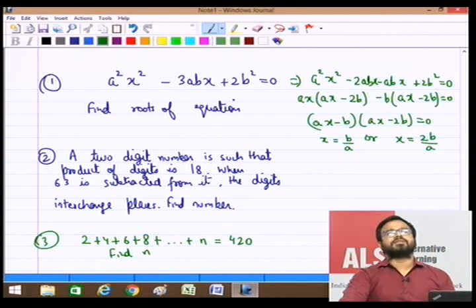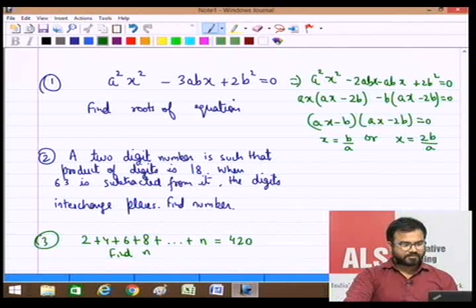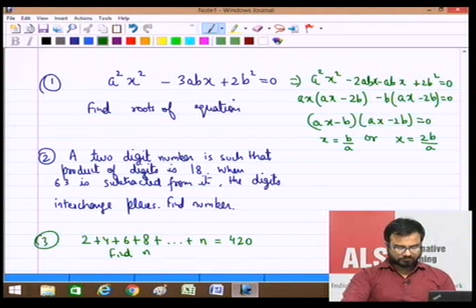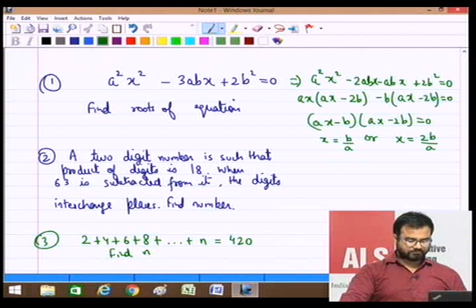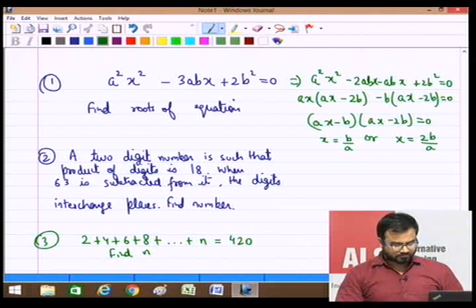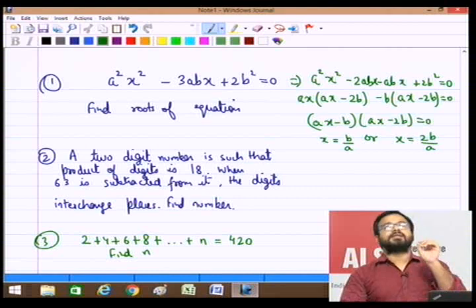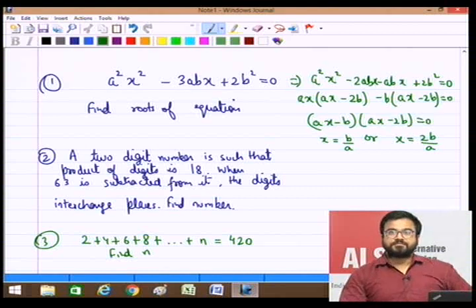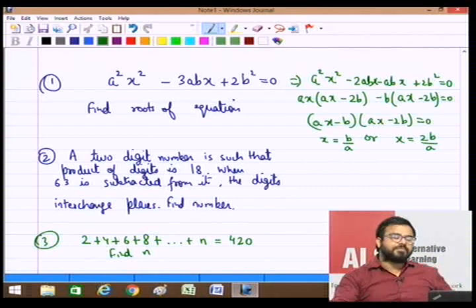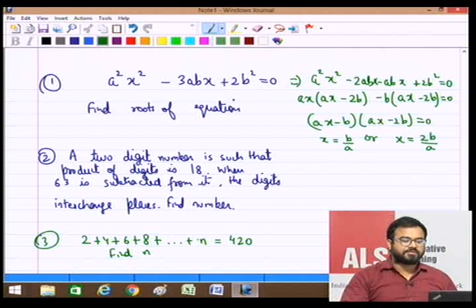After this, those who have done the second one, you can try the third one. 2 plus 4 plus up to n is equal to 420. We have to find the value of n. N is the number of terms, not the term. Like which number will be there in place of n?